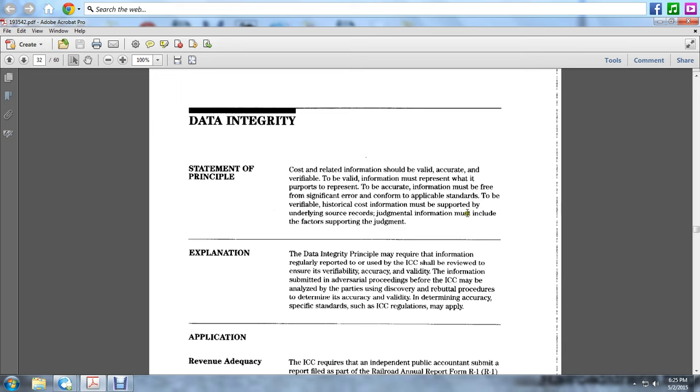Where judgment information is recorded, the factors supporting the judgment must be included. Explanation. The data integrity principle may require that information regularly reported to the Interstate Commerce Commission be reviewed to ensure verifiable accuracy and validation. Information submitted by adverse parties in proceedings before the Interstate Commerce Commission may be analyzed by the other party using discovery and rebuttal procedures to determine its accuracy and validity. To determine accuracy, specific standards such as the Interstate Commerce Commission regulations may apply.